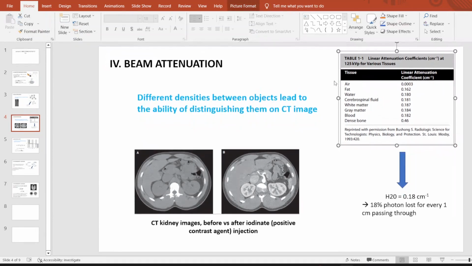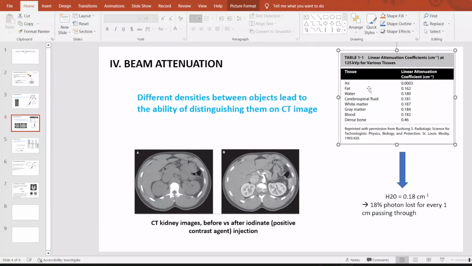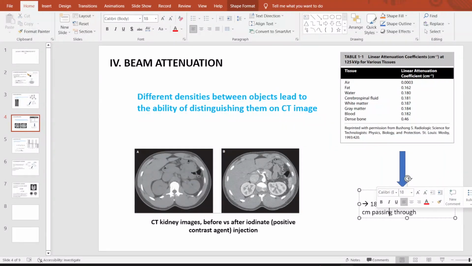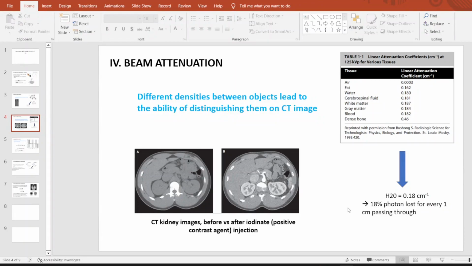In another way, each material has a particular linear attenuation coefficient, a quantitative number that represents its ability to attenuate the beam. And I will explain the meaning of this number. For example, water has 0.18 centimeter inverse. It means every single centimeter that the X-ray beam passes through the water, it loses 18% of photons.